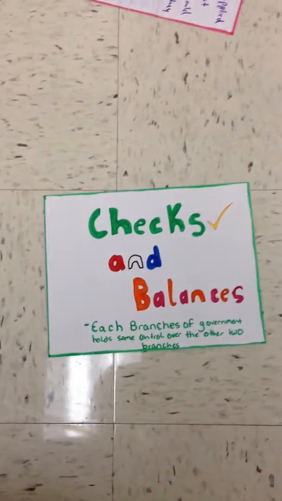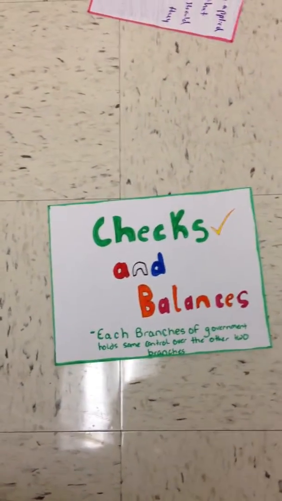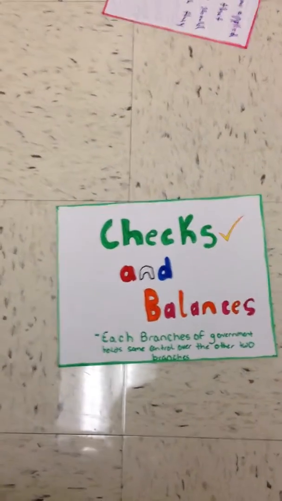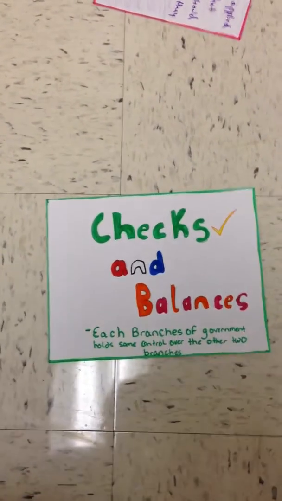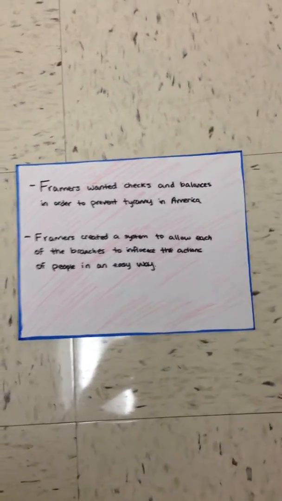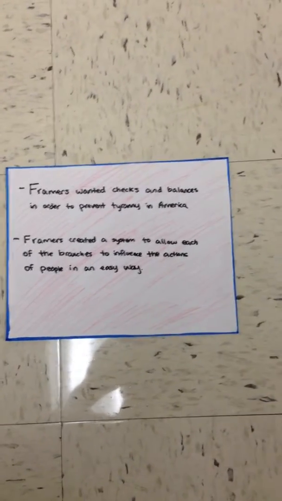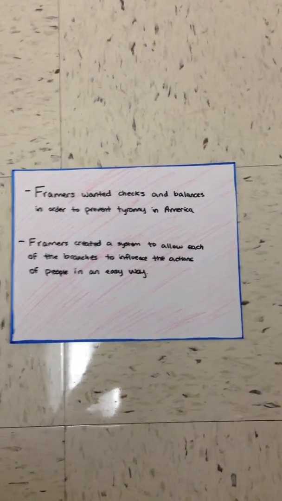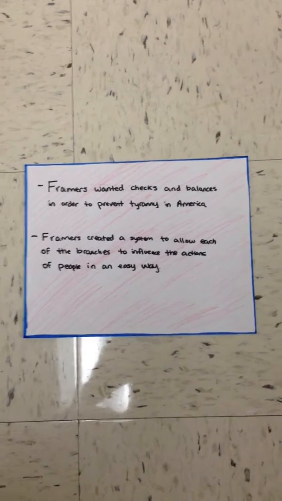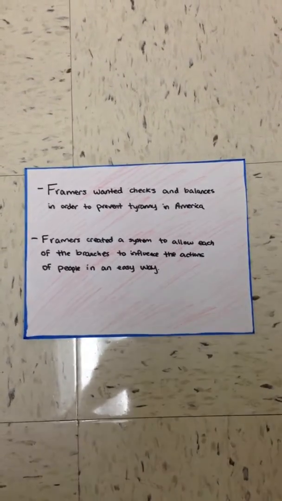The fifth and final principle is checks and balances. Checks and balances was created so each branch of the government holds some control over the other two branches. When the Constitution was being made, the framers believed that creating checks and balances would be the only way to prevent tyranny in America. Checks and balances is a system to help the president and guide him through his decisions.